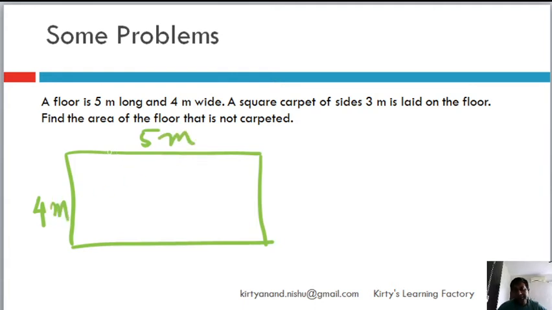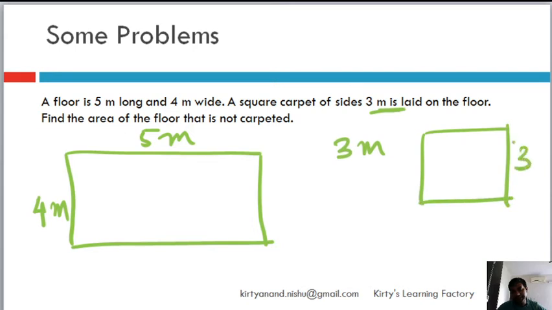A square carpet of sides 3 meter is laid on the floor. So they say that there is a square carpet of 3 meter side, which is laid on the floor. You find the area of the floor which is not carpeted.